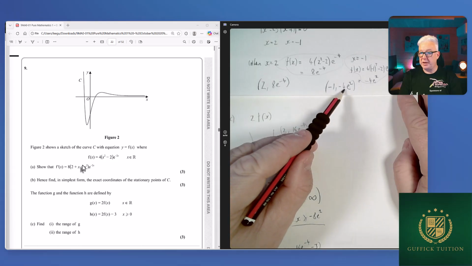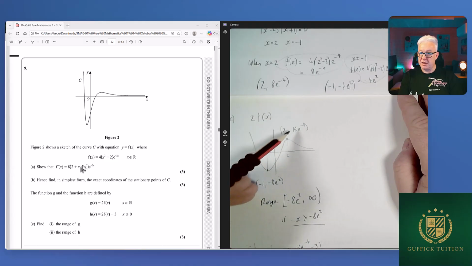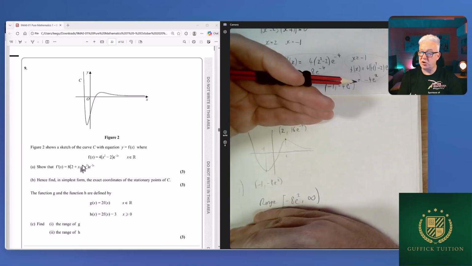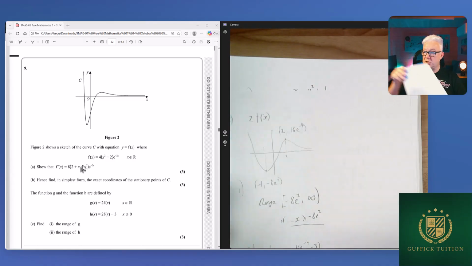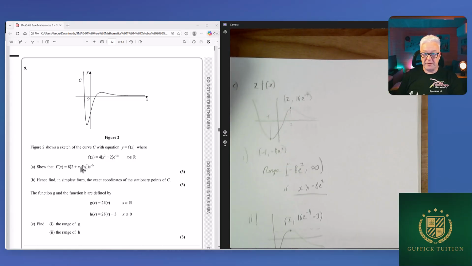Here we have minus 4. So that's going to be doubled to give us minus 8. Okay, so that's what's happened. It's been stretched that way by scale factor 2, parallel to the y-axis. So what does that mean in terms of our range?